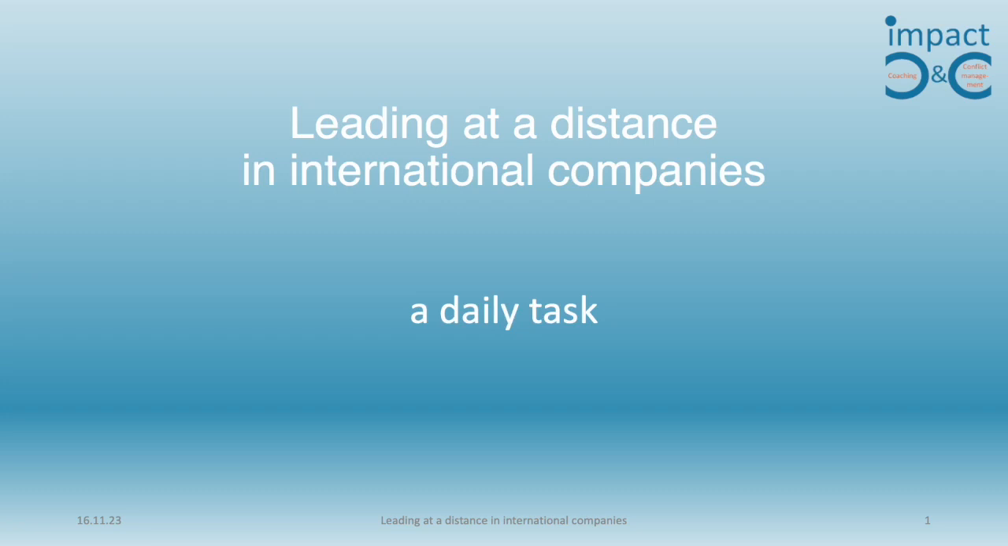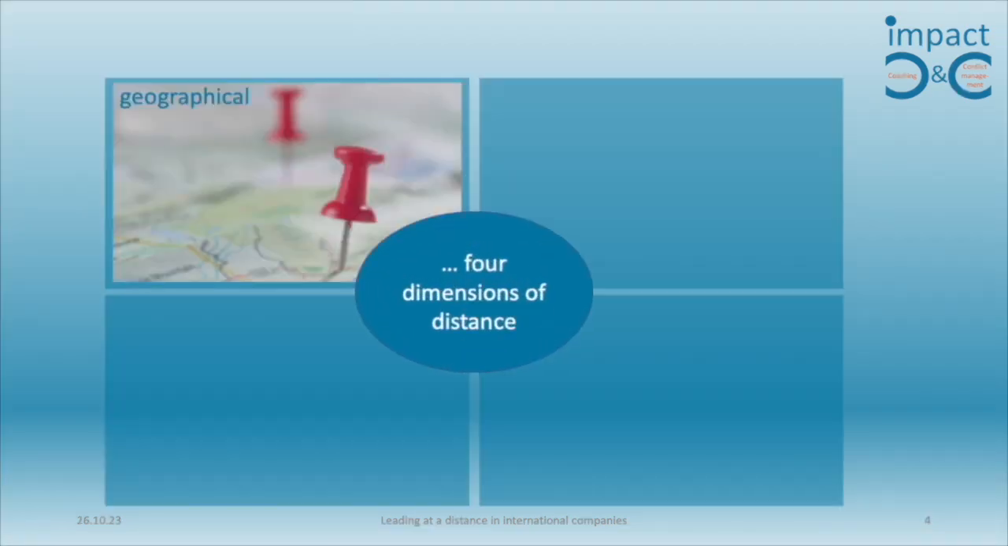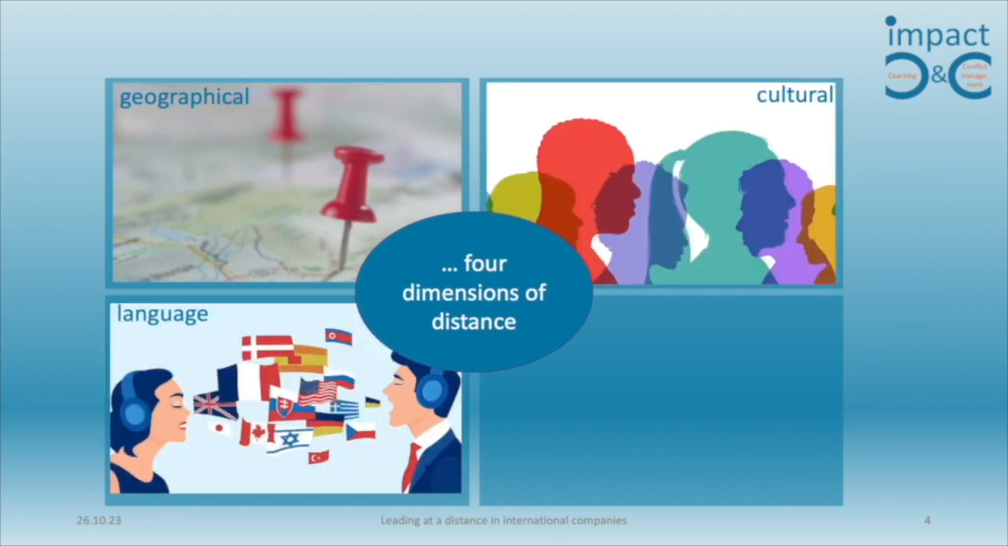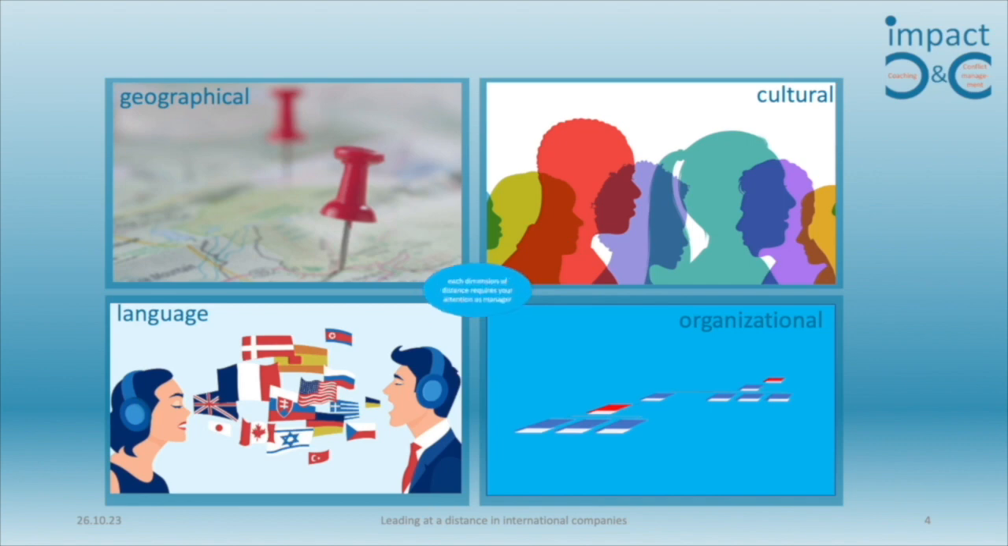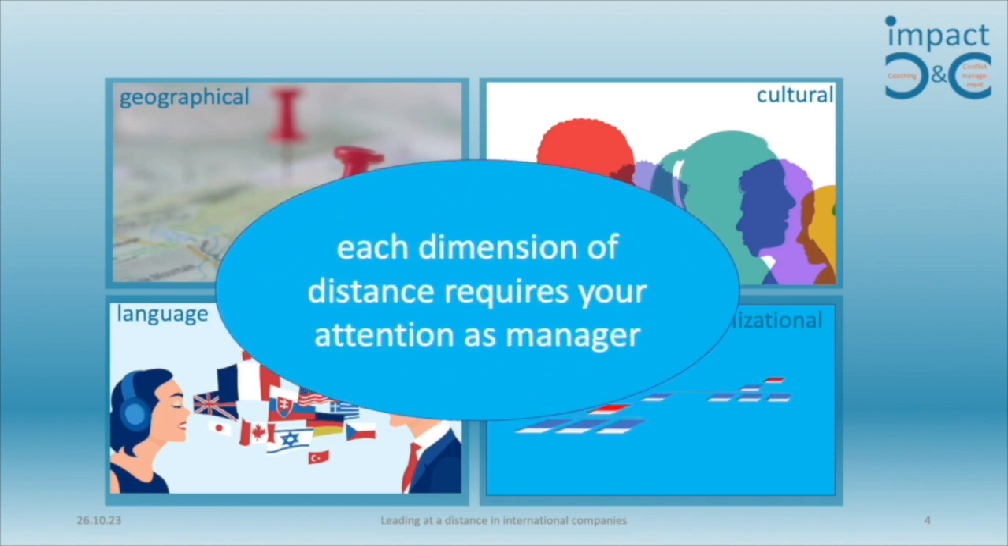In this series we've been looking at different dimensions of distance, and our focus is to give some food for thought to leaders operating in the international sphere and having to handle one or many of the dimensions of distance constantly. We distinguish 4 dimensions of distance: geographical, cultural, language distance, and organizational or internal distance. Each of these requires your attention as a manager.